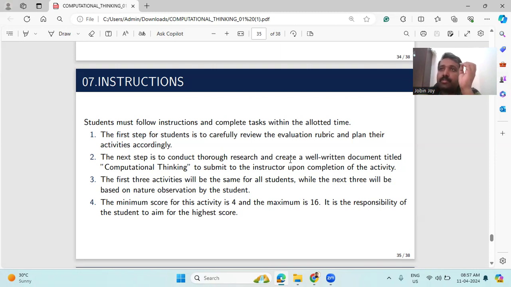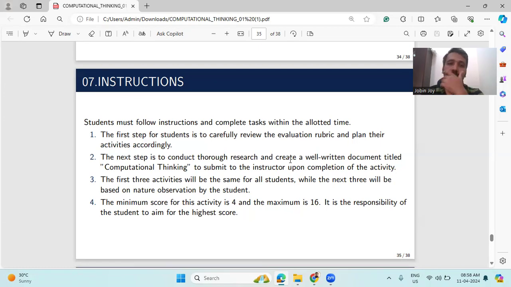Then the second one is the submission of a comprehensive report. The next step is to conduct thorough research and create a well-written document titled Computational Thinking to submit to the instructor upon completion of the activity. You can prepare a written document, or you can prepare a soft copy document. Okay, you can use any approach. Either a handwritten document, or a computer, or an MS Office document.